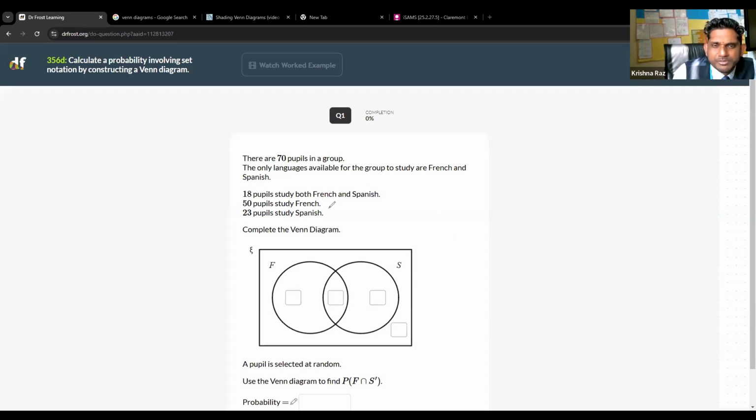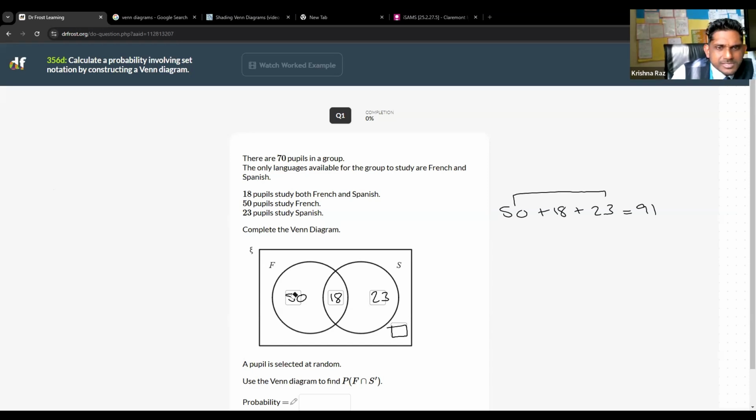18 students study both French and Spanish, so that's easy. 50 study French and 23 study Spanish. So whatever's left, easy, right? Whatever's left goes in here. So 50 plus 18 plus 23 should be less than 70, but we can see it clearly isn't, because that is 73. So you end up with 91. So what's gone wrong? I've double counted.